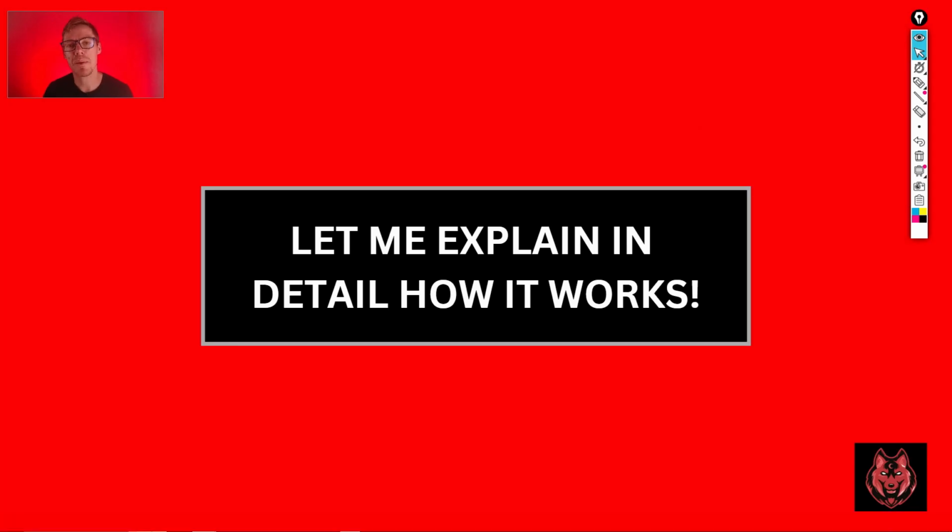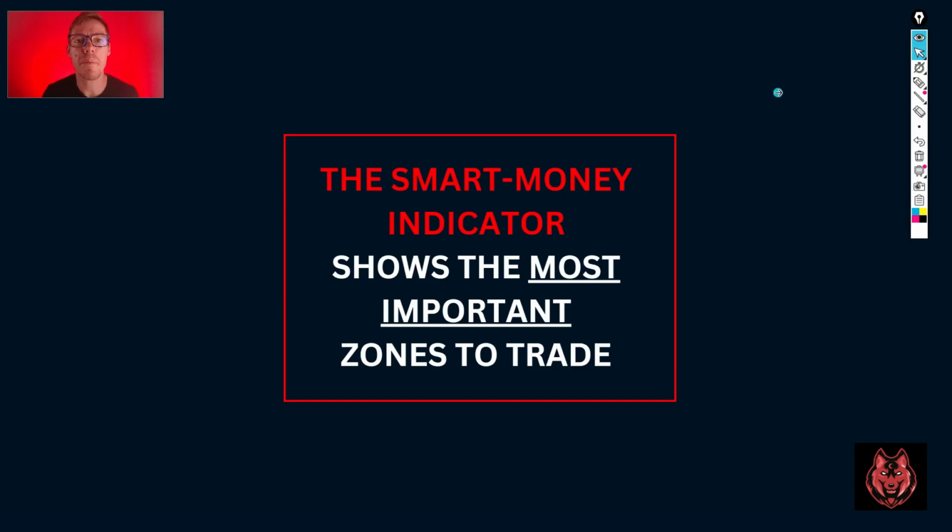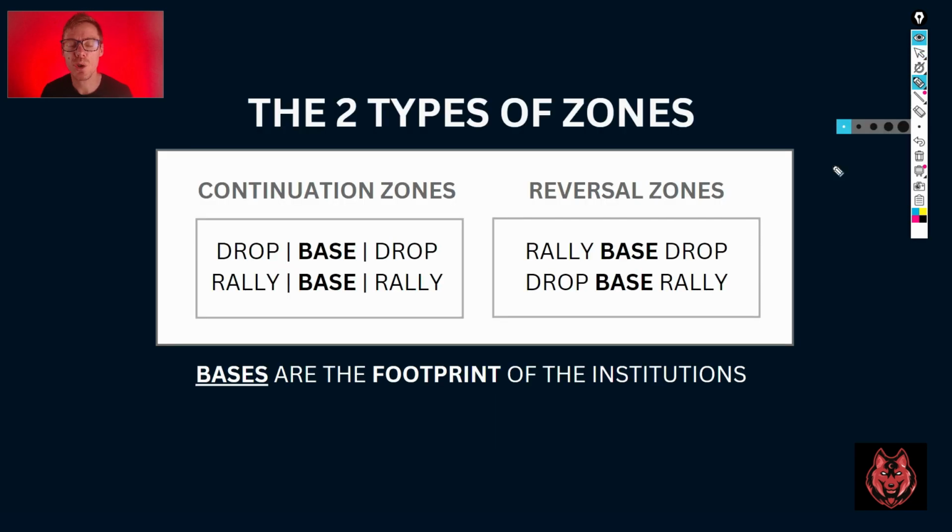Let me now explain in more detail how this strategy works. The smart money indicator shows you the most important zones to trade. There are two types of zones that we look for. These are either continuation zones or reversal zones. With continuation zones, we're looking for a drop-base-drop or a rally-base-rally. With reversal zones, we're looking for a rally-base-drop or a drop-base-rally.